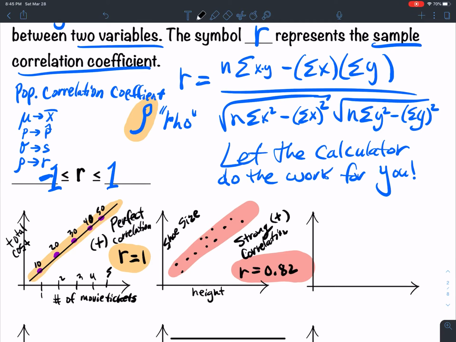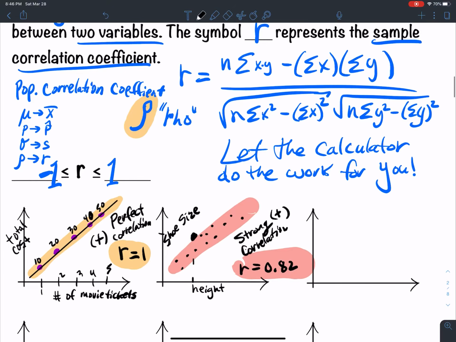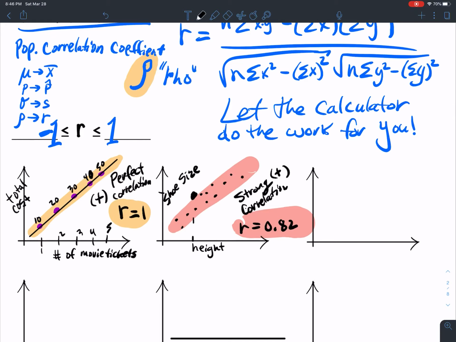You could have a really short person that has a really large shoe, right? So their height's not too big, but they got a really large shoe size. Okay, so it's not a perfect line. They don't all fall on the line, but it is definitely a positive, strong correlation.